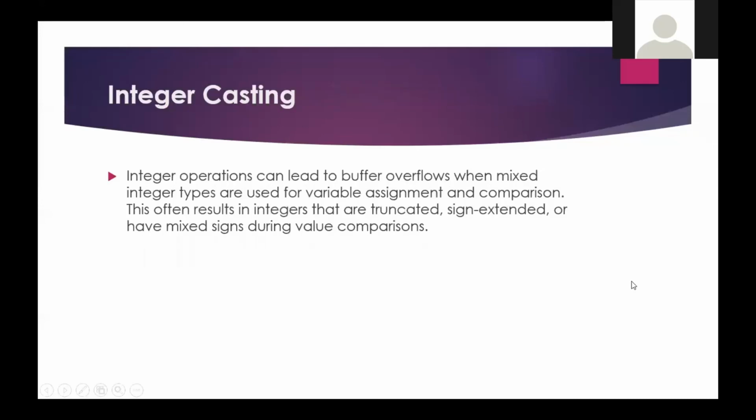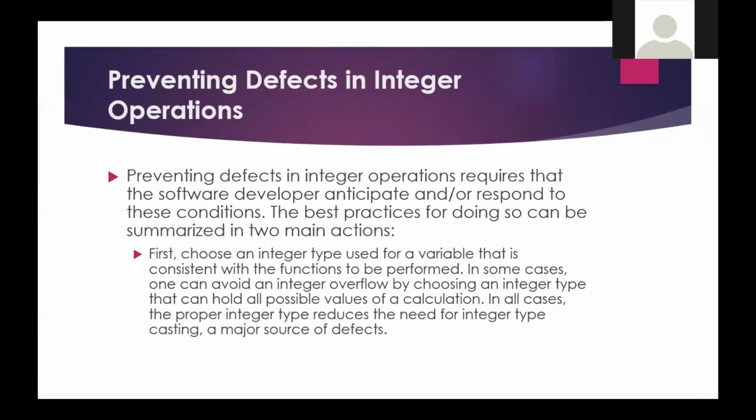Okay. What more? Preventing defects in an integer operation. Preventing defects in an integer operation requires that the software developer anticipate and or respond to these conditions. The best practice for doing so is summarized into two main actions. Number one, choose an integer type.